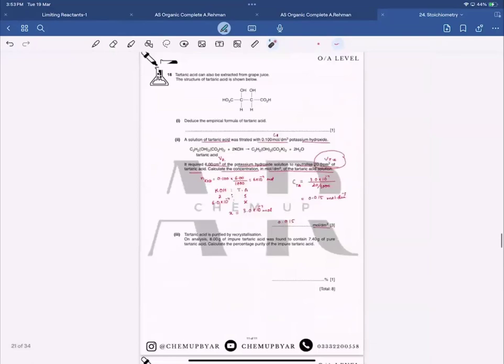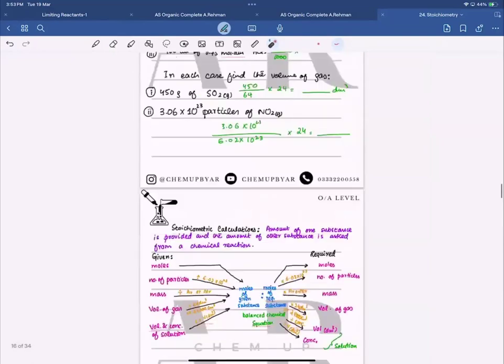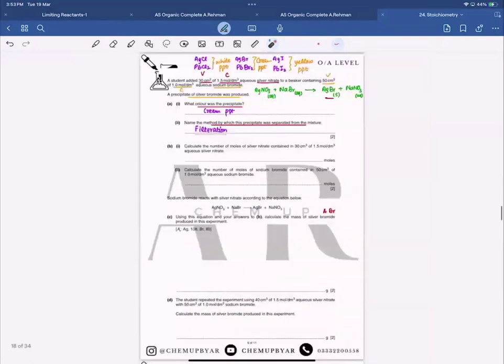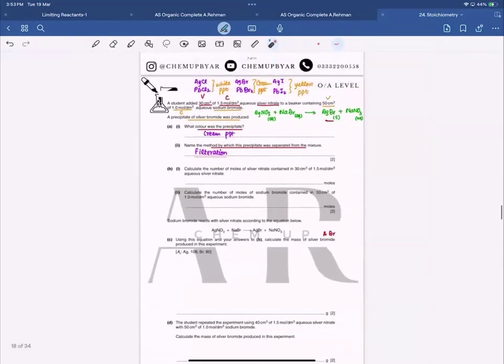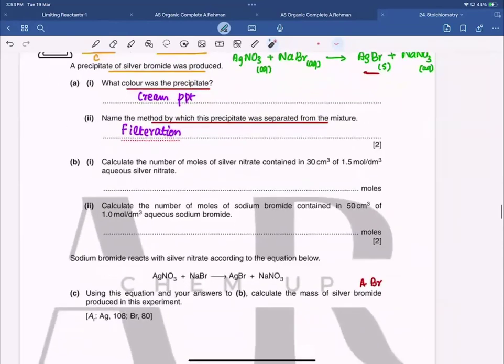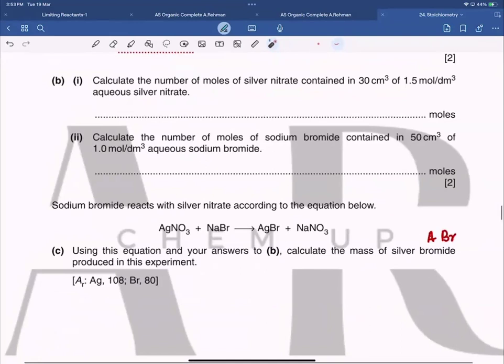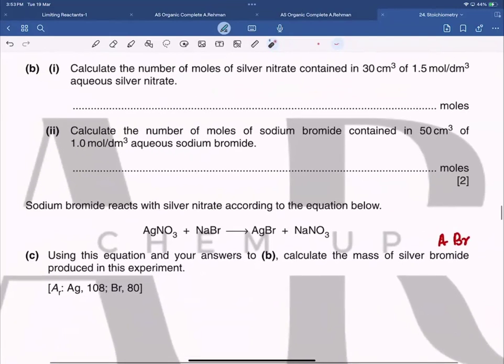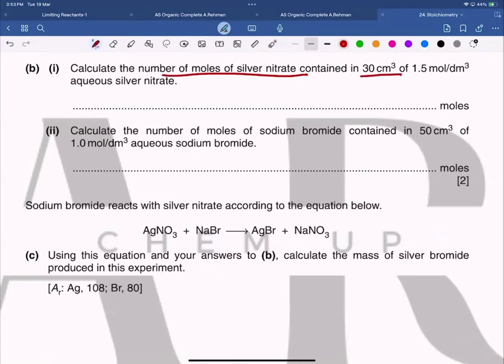Have a look over here. I think in the previous class, I actually skipped that question. See this one. Here, the examiner didn't mention which one is in excess. This one, starting from B1. See what the examiner asked: calculate the number of moles of silver nitrate contained in 30 cm³, 1.5 mol per dm³.